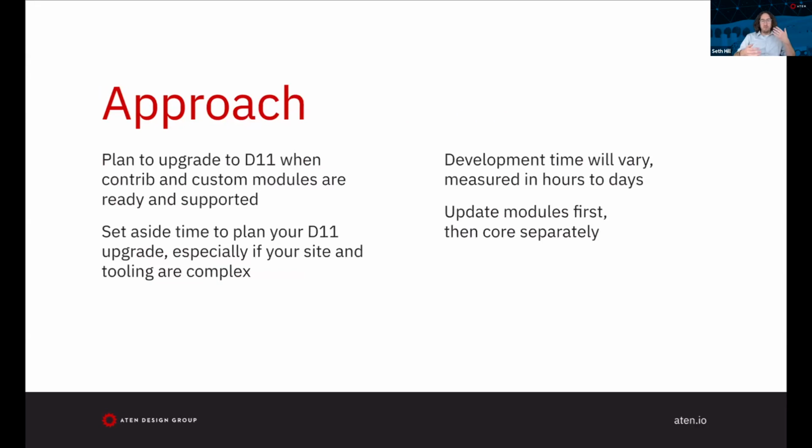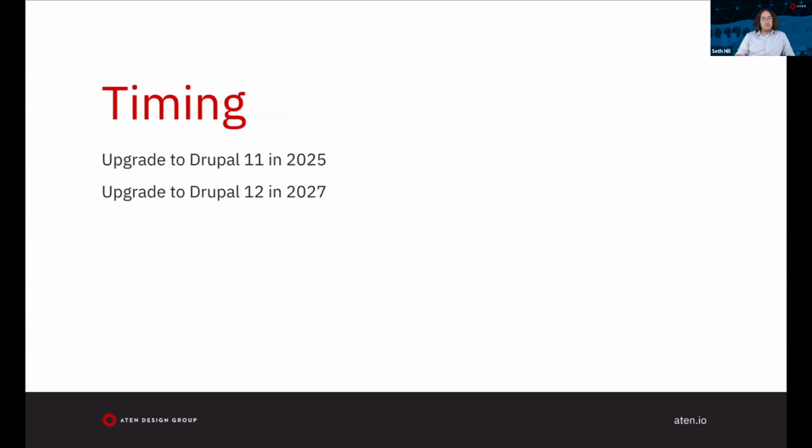As an approach, you'll want to plan to upgrade to Drupal 11 when your contrib and custom modules are ready and supported. Make sure you set aside time to plan the Drupal 11 upgrade, especially if your site and tooling are complex. The development time will vary, probably measured in hours to days, and then do those updates to modules first, and then update the core separately. In terms of timing, I think this is, again, big generalization, upgrade to Drupal 11 in 2025 and get ready for Drupal 12 in 2027.